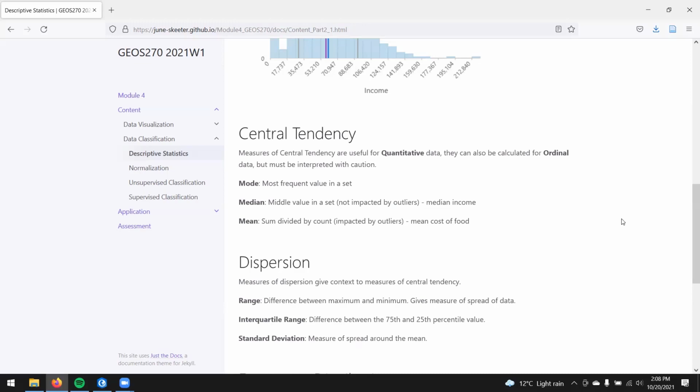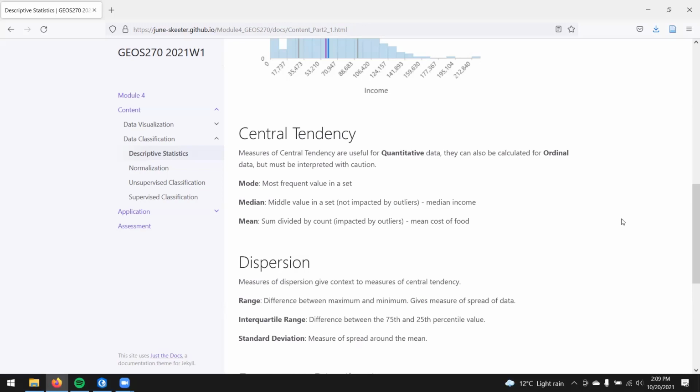So you also want to think about measures of dispersion, not just where's the middle of the data, but how does the data spread. So a simple one that I'm sure everyone is familiar with is the range. It's just the difference between the maximum and minimum, right? How far apart are they? The farther apart they are, the greater the range.